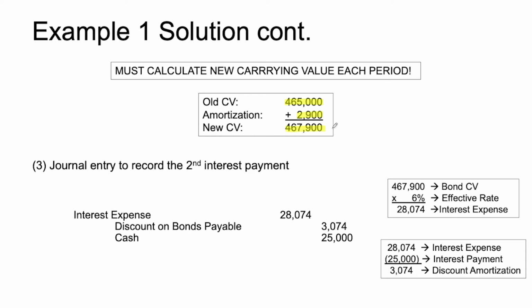We'll take a look at that in the next example. But just remember, in cases of discounts, you're adding that amortization to the old carrying value to get your new carrying value. So now that we solved that, we can solve our third and final question here. The journal entry to record the second interest payment.